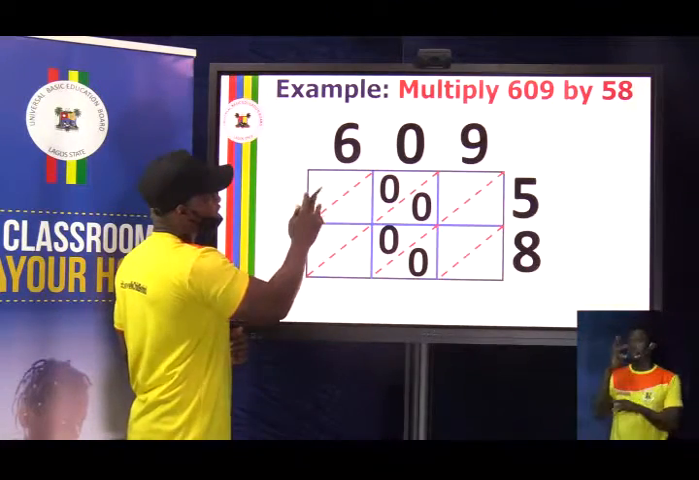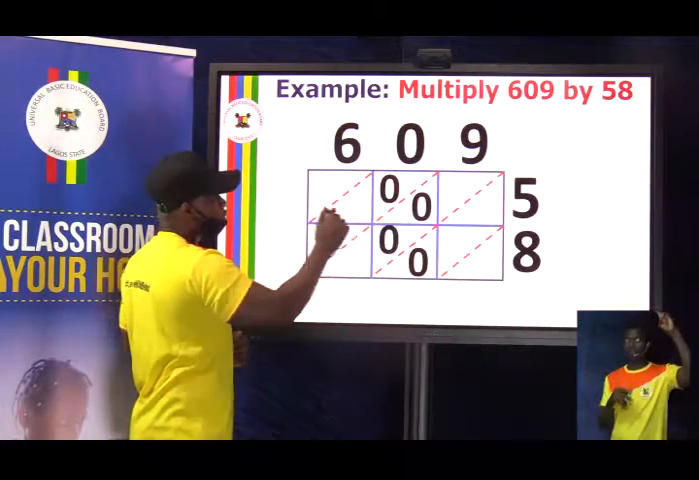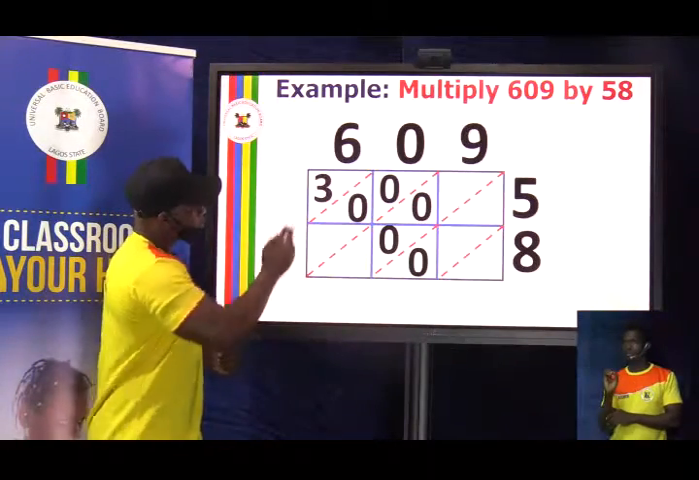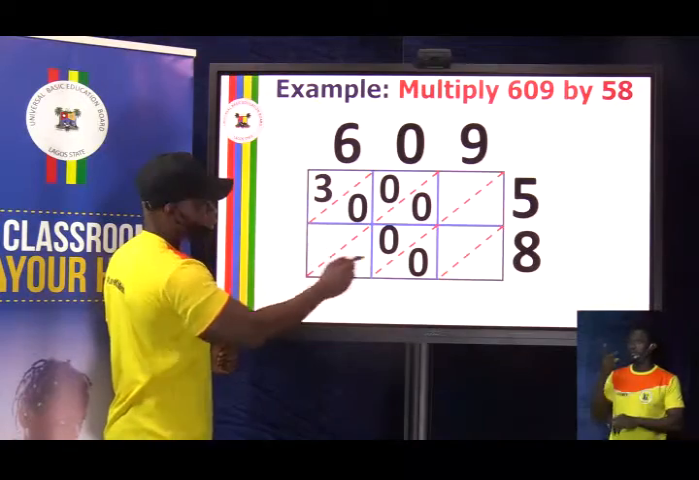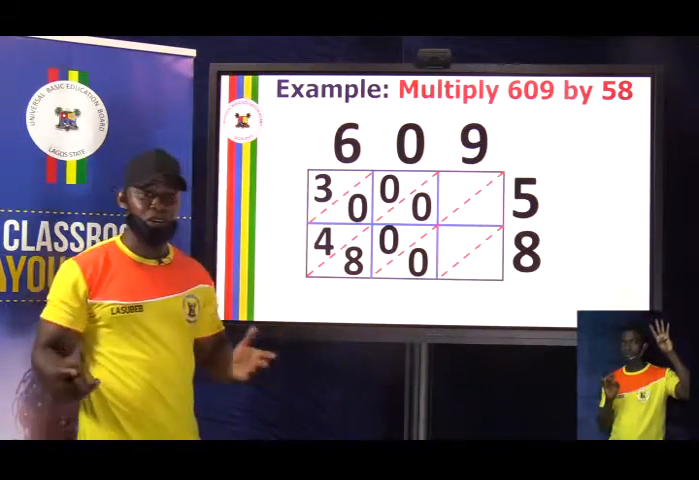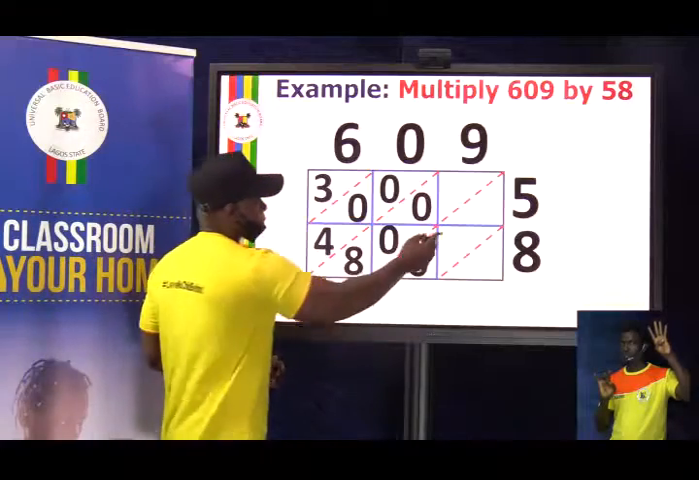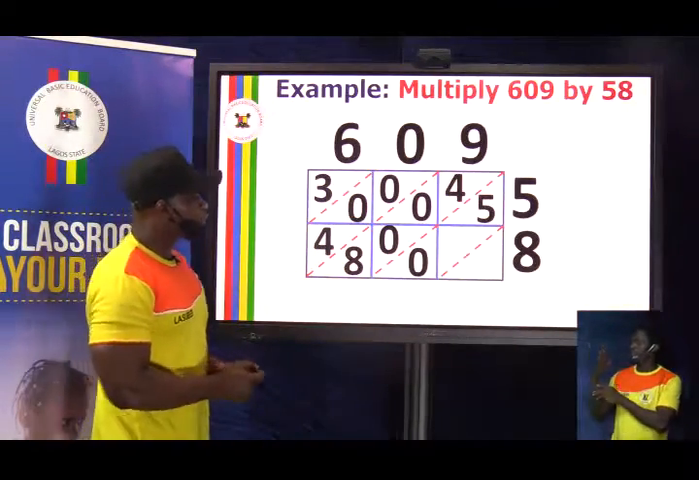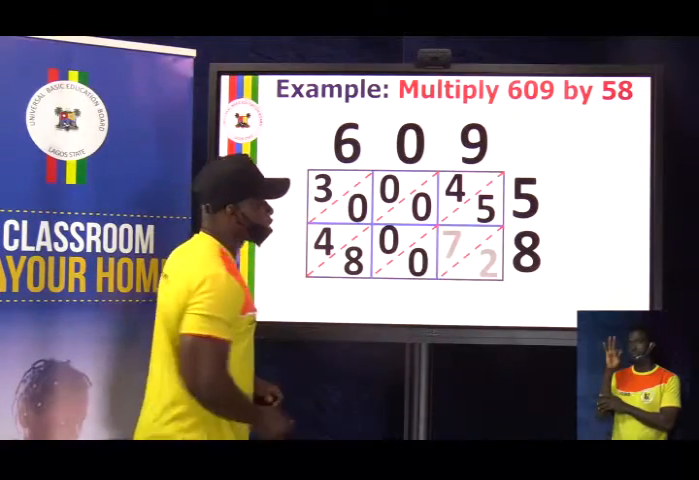Now here I'll put 6 times 5 because 6 is on top and 5 is to the side. So 6 times 5 is 30. Now here I'll put 6 times 8 because 6 on top, 8 to the side. 6 times 8 is 48. So this is just to show you that you can start from anywhere. And then here I put 9 times 5, which is 45, and finally 9 times 8, which is 72.